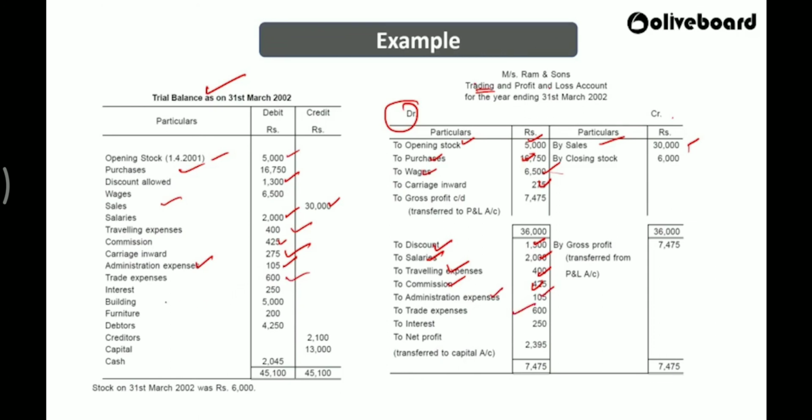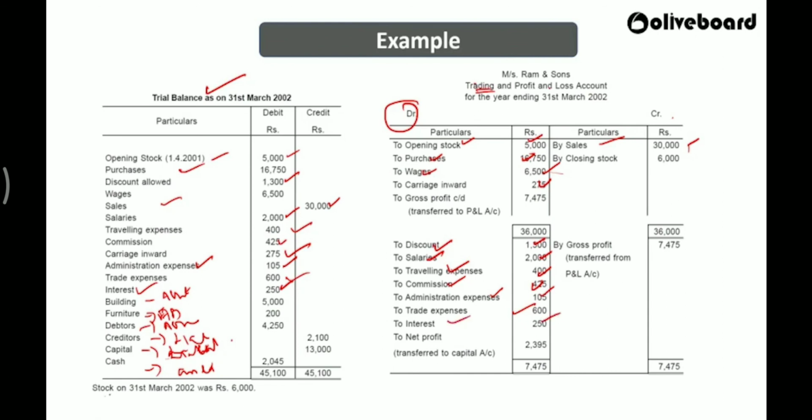Next one, building. It is what? Asset. Furniture, asset. Debtors, asset. Creditors, liability. Capital, asset. Capital comes under the liability side, but it's the owner's fund. Cash, asset. Now I missed out this interest, guys. Interest is on the debit side, which means it is an expense to us. So I parked it under indirect expenses, interest 250. Right? Now I have parked everything.